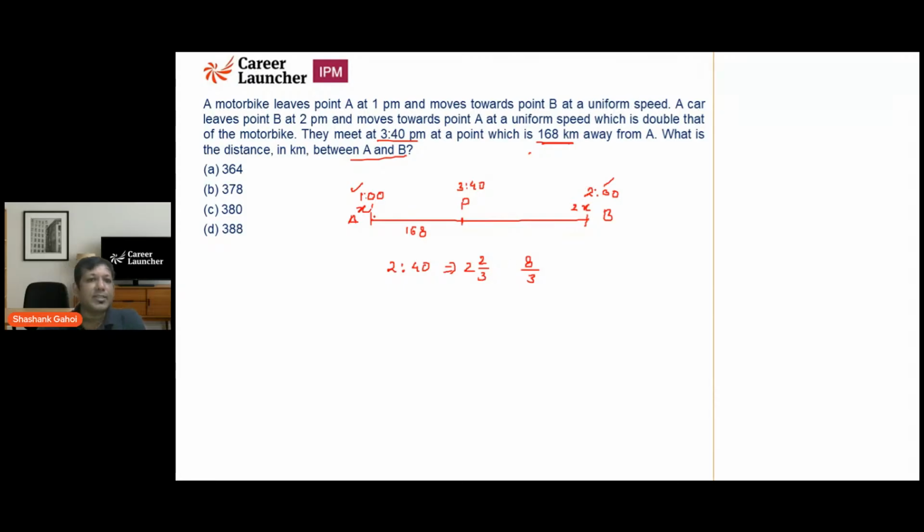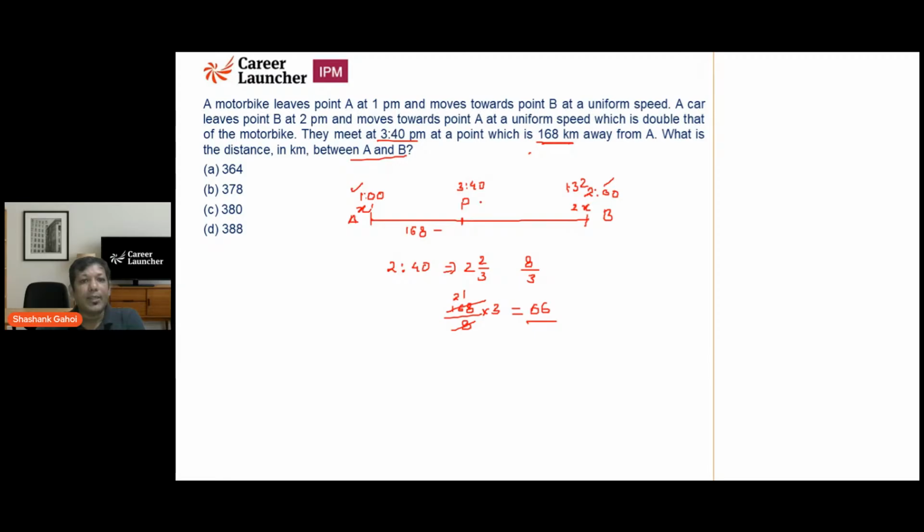So in 8 by 3 hours, how much distance is it going to cover? It is going to cover 168. So what is the speed of this motorbike? That is distance upon time, 168 divided by 8 by 3. So this is going to be 21, and this is going to be what? So the speed of this motorbike comes out to be 63. So what is the speed of the car? That is 126, twice of that, right?